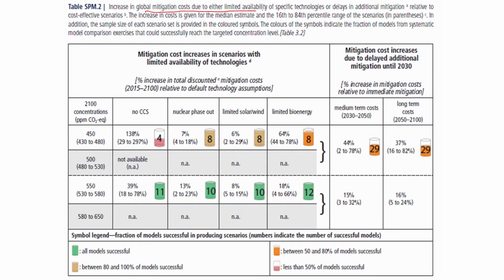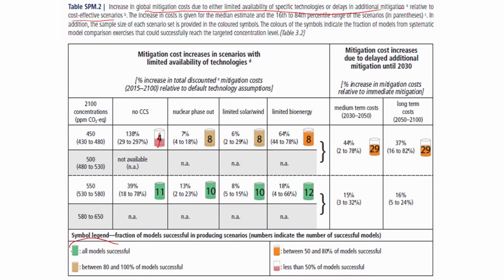Increase in global mitigation costs due to either limited availability of specific technologies or delays in additional mitigation. So, if you start the mitigation process earlier, then it becomes easier and easier to keep the goals of carbon emission into the future. Okay? And if you delay the mitigation efforts relative to the cost effective scenario, the relative cost is going to go up. So, here various color schemes are used.